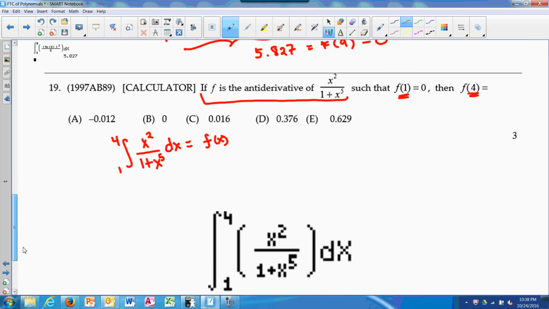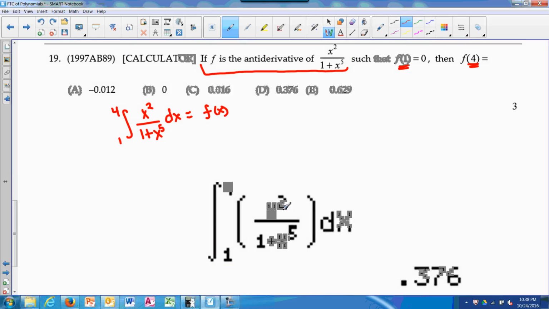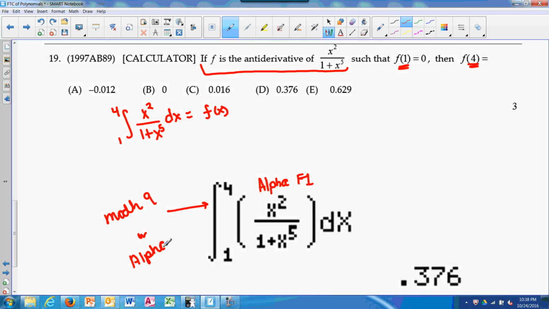I use my calculator to evaluate. Notice I used my alpha F1, the first button, to give me the fraction to put inside here. I got my integral symbol by using Math 9, or on the TI-84 I can use alpha F2. I fill in the blanks on the 84 and get 0.376.